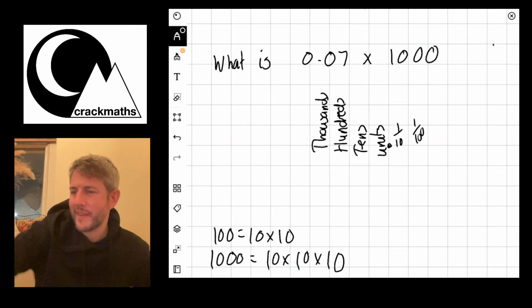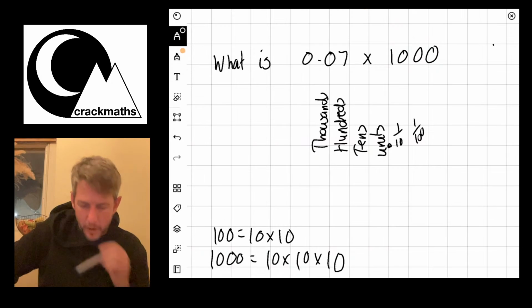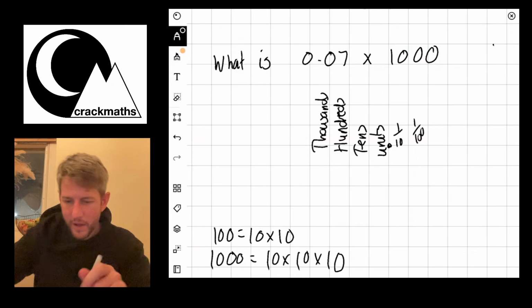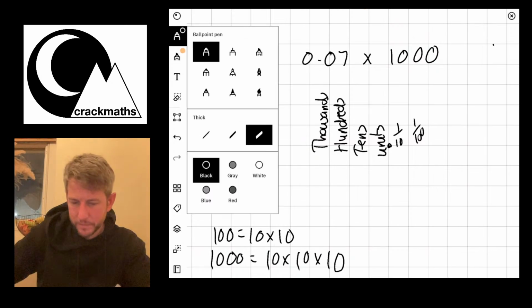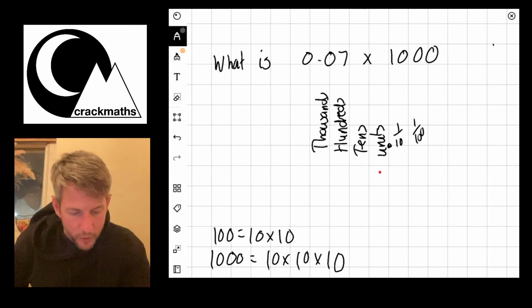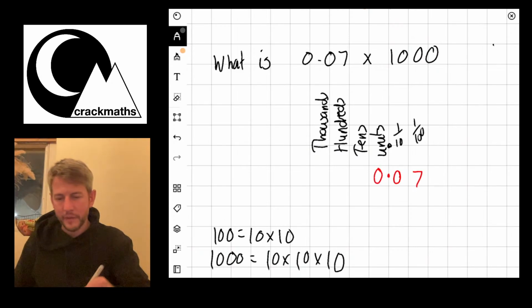So let's continue with this. So what we've got here is, if we've got 100 is 10 times 10, 1,000 is 10 times 10 times 10. And so let's put in this information here. So I'm going to put this number in first. So we've got 0.07 as our starting number.